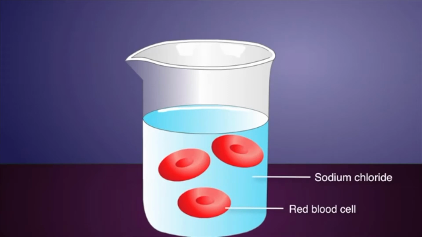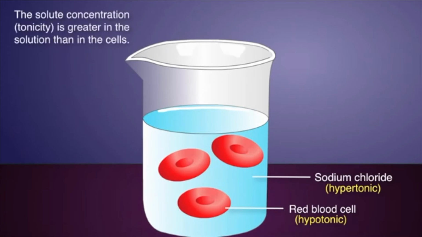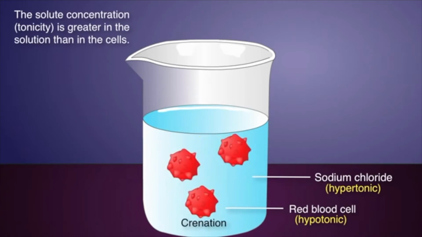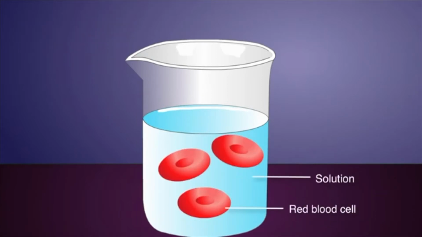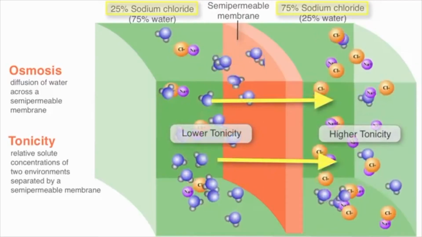If the red blood cells were placed in a solution that was higher in concentration, then the solution would be hypertonic, whereas the red blood cells would be hypotonic. Both solutions would like to be equal in solute concentration. Therefore, the water would move from inside the cells to the surrounding solution.